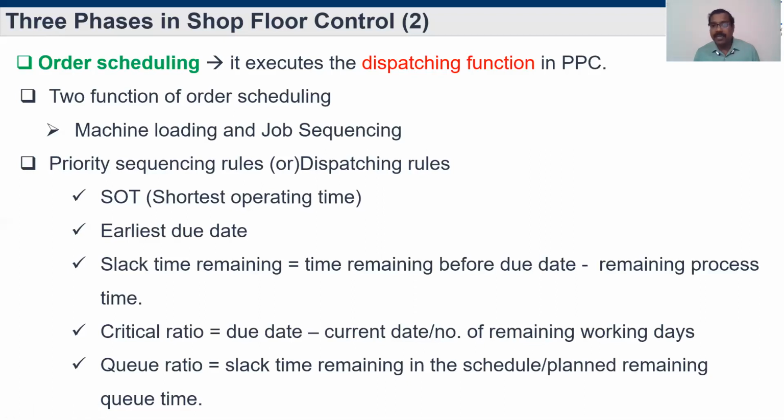Then critical ratio. How to calculate it? Due date minus current date divided by the number of remaining working days. This is very important. Then queue ratio can be calculated as the slack time remaining in the schedule divided by the planned remaining queue time. With this, we can get the priority sequence rules or dispatching rules. This is order scheduling, the second phase.